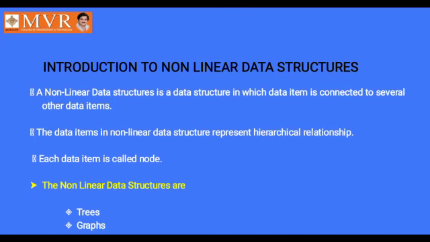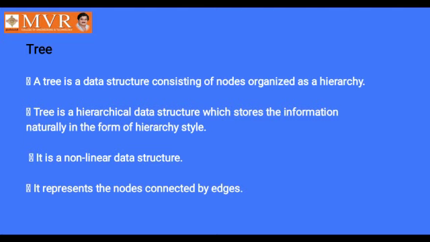The examples of non-linear data structures are trees and graphs. In trees and graphs, each data item is called a node, and these data items are represented in a non-linear fashion. Coming to trees. A tree is a data structure consisting of nodes and arcs, and in this the data is stored in a hierarchical manner. It is one of the important non-linear data structures.